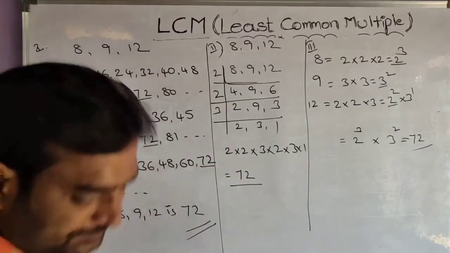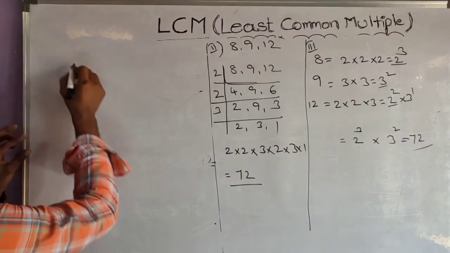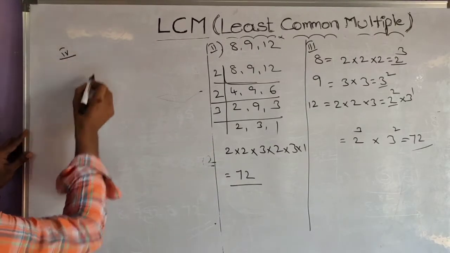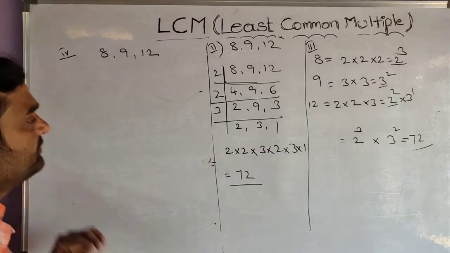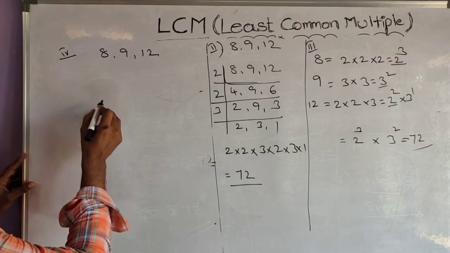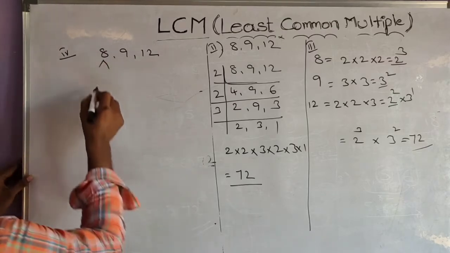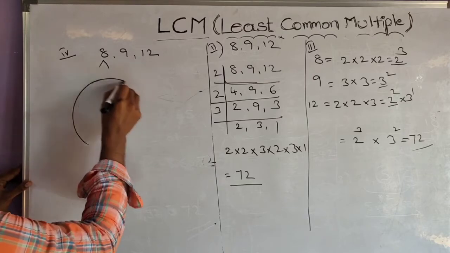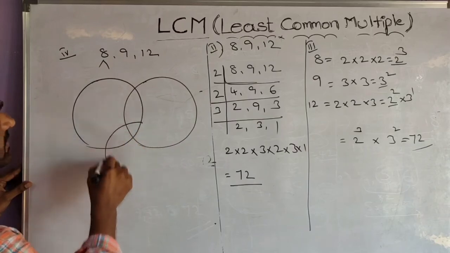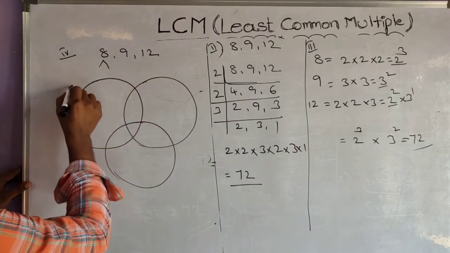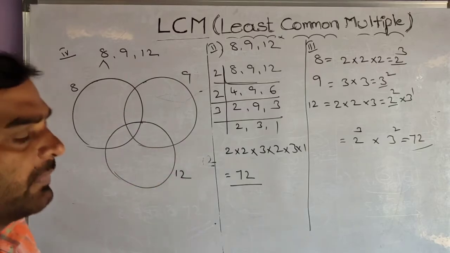Okay, and another method, by fourth method, find the LCM of 8, 9, 12 by Venn diagram. Listen, how can you find by Venn diagram? Take three circles like this: 8, 9, 12.